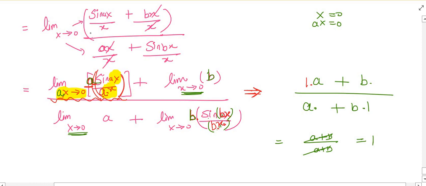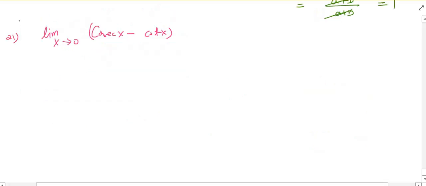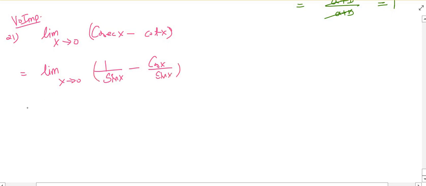Pause it and try on your own. This is a very important question, guys. There may be 3-4 methods to do it, but let me tell you how I did it. What is cosec? 1 by sin x. Cot is cos by sin. Now I can take the LCM sin x, and this is 1 minus cos x.